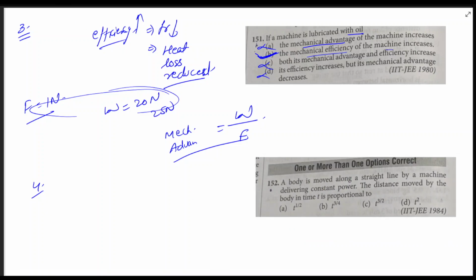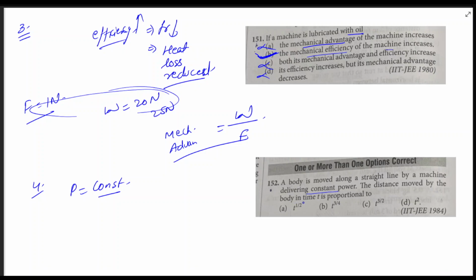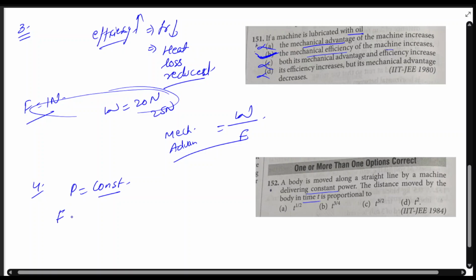So power, work, these questions from this chapter. The chapter is only one. So these chapters are quite easy, even if you consider from JEE Advanced perspective. Now a body is moved along a straight line by a machine delivering constant power. So power is constant. The distance moved by the body in time t is proportional to what? Perfect. If the power is constant, we can write F into V is constant. Now we know F is m into a, so m into a into v is constant.